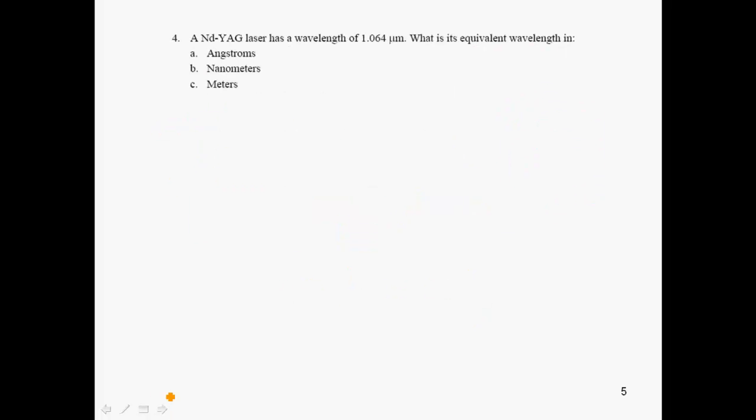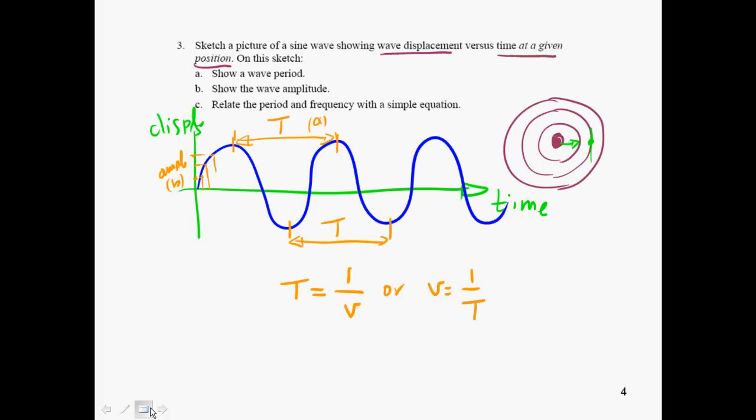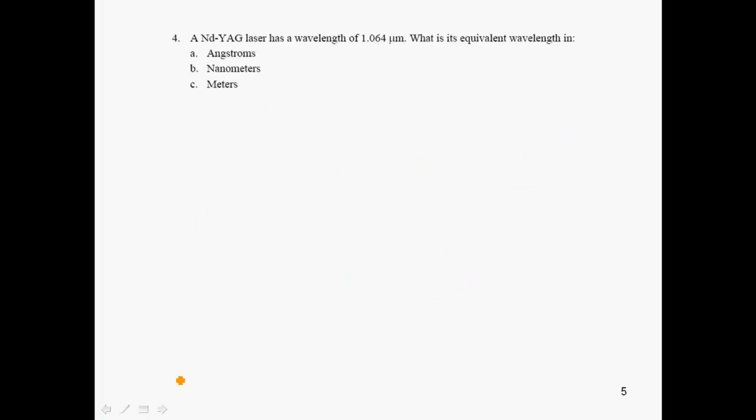Question 4. Was that question 3? Did I miss 3 or no? It's 3. Okay, I didn't miss anything. Okay, question 4. A neodymium YAG laser has a wavelength of 1.064 micrometers. What is its equivalent wavelength in angstroms? Yeah, I mentioned that last time to you.